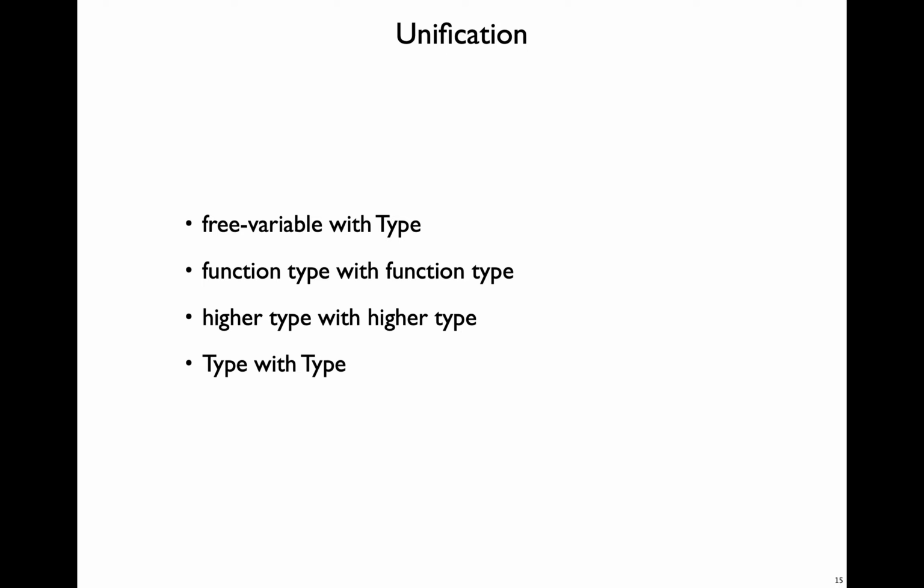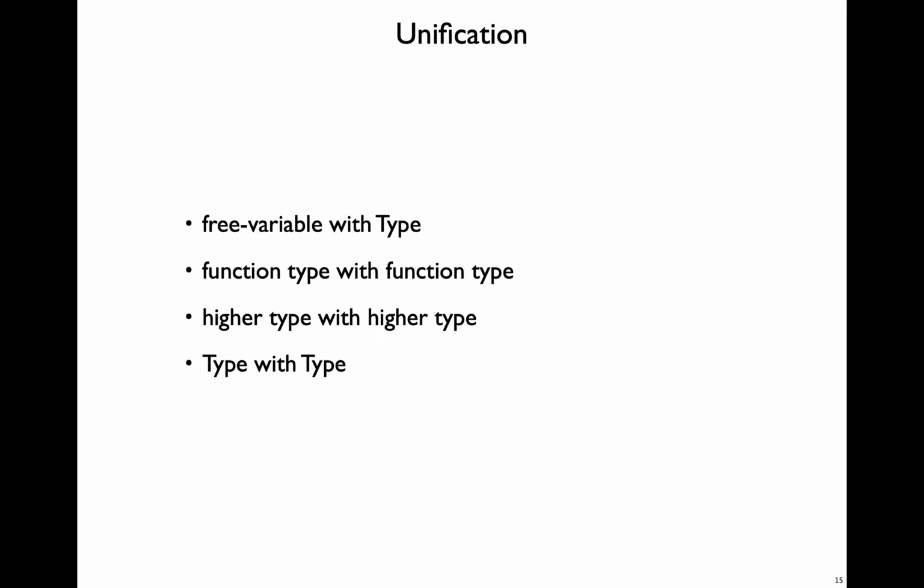Second, function type with function type. Function type ensures another type is a function type first, then unifies with it by checking every parameter type is the same by unify, then checks the return type is the same also by unify.